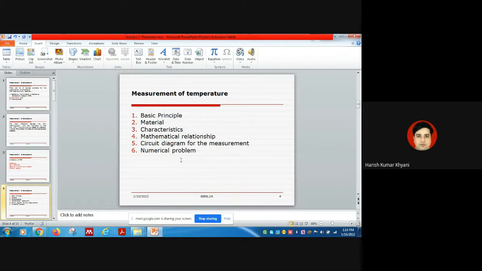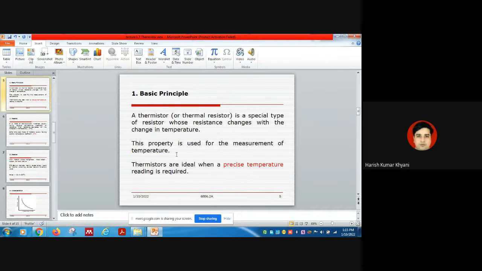So today we are going to discuss thermistors, and as usual, these are some points that will be discussed in subsequent slides. That is principle, what materials are used for the construction, the temperature versus resistance characteristics, and the mathematical relationship, and some numerical problems we will also discuss.